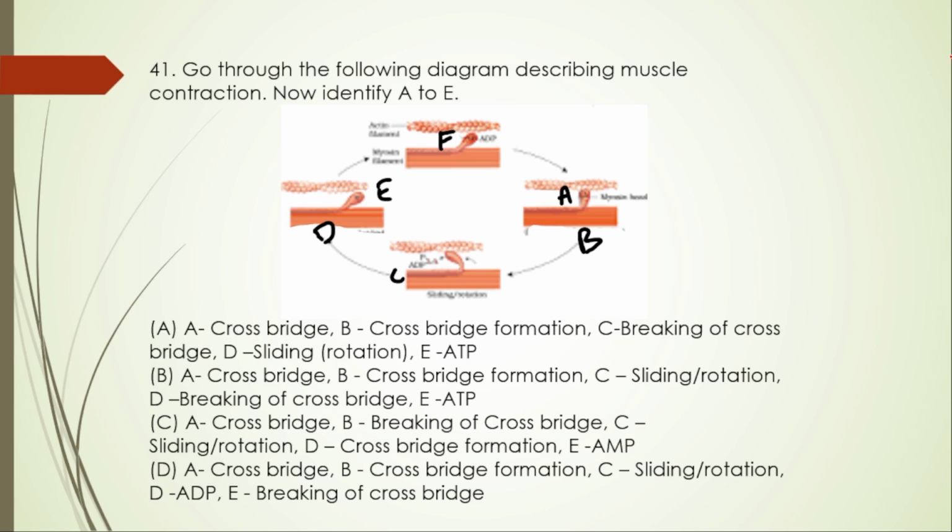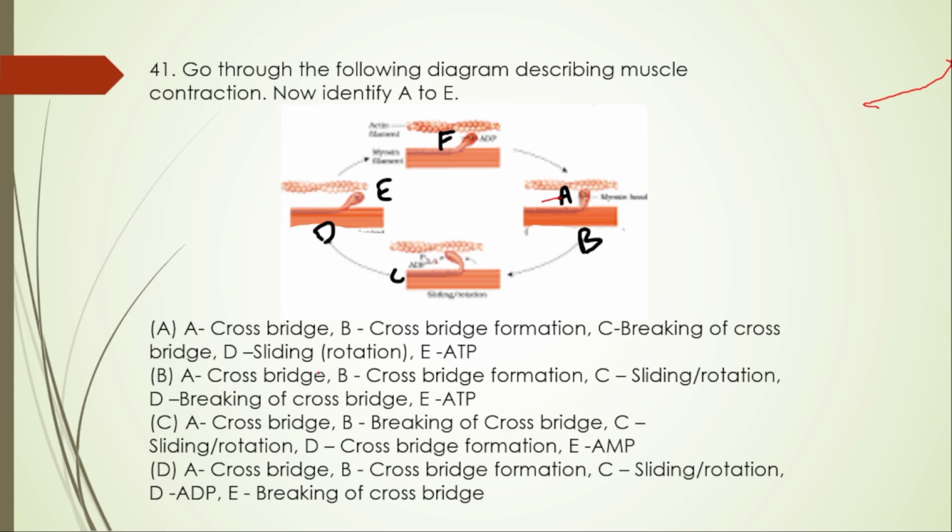A is cross bridge. What is B? It's a cross bridge formation. And then C is rotation power stroke. So A is cross bridge for all. B is cross bridge formation. B is also there in all the options. C is what? Sliding, or else you can also call it rotation power stroke.